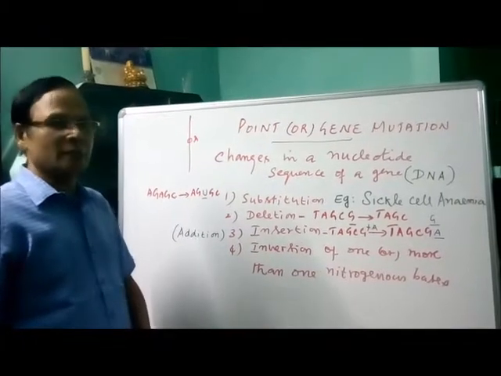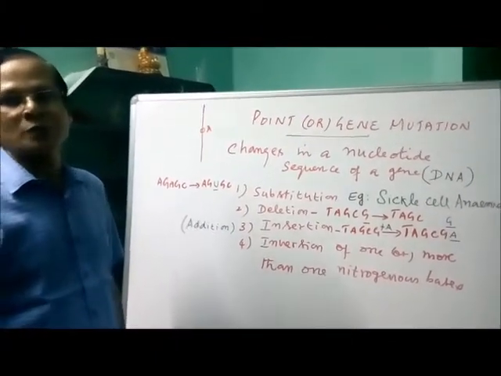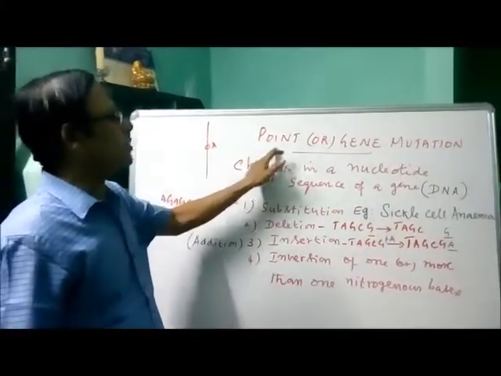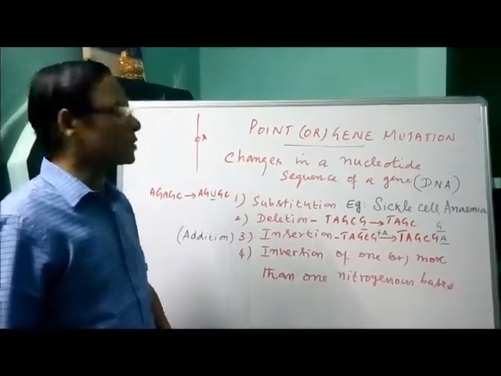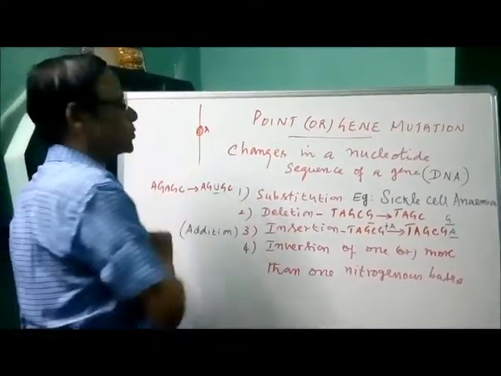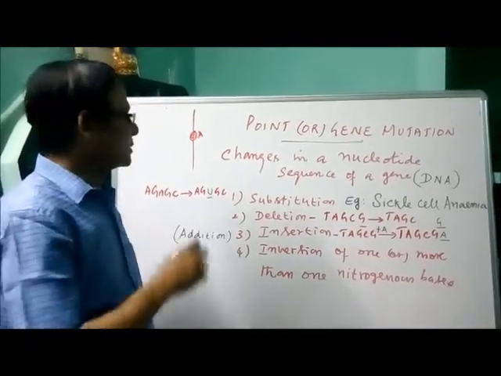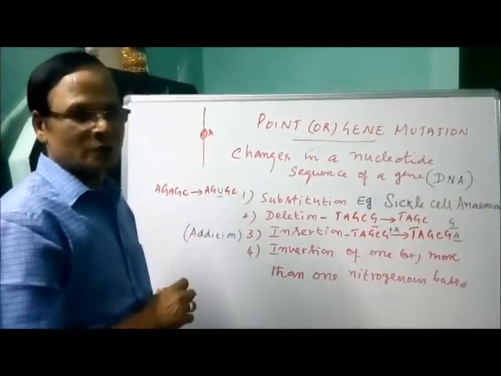So far we have studied mutations caused due to change in structure of chromosomes and change in number of chromosomes. Now the next one, point or gene mutation. What is point or gene mutation? Why is it called point? As it affects a particular point in a chromosome, that is a gene, it is called point mutation. As it causes normally changes in a nucleotide sequence.